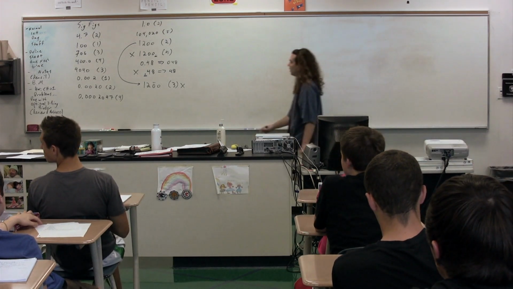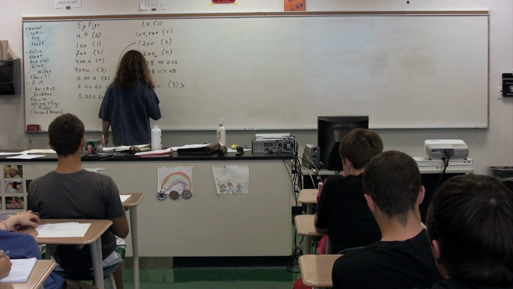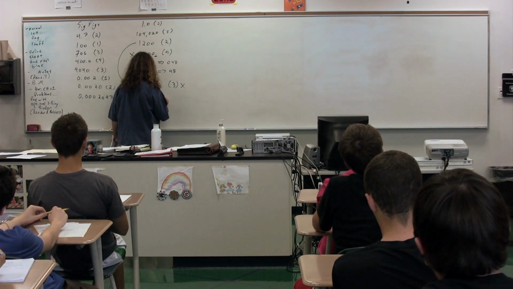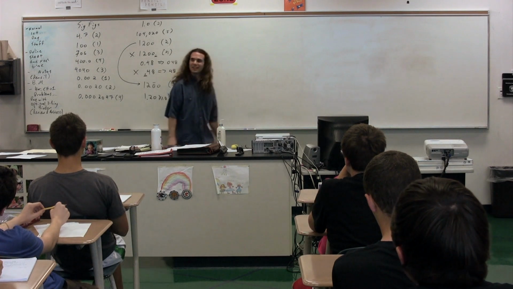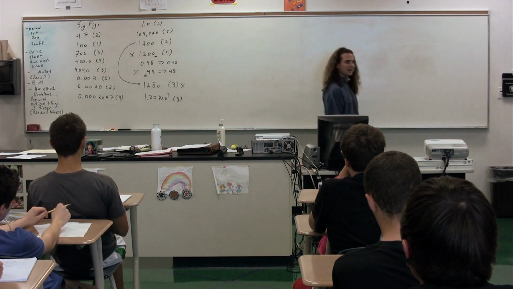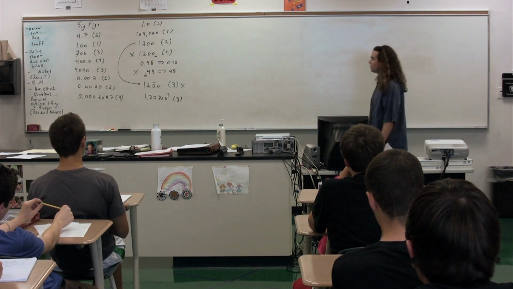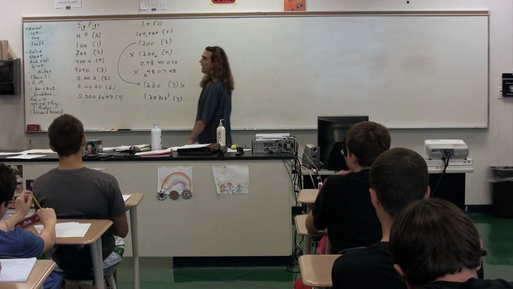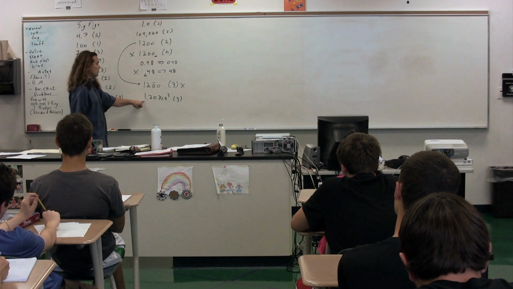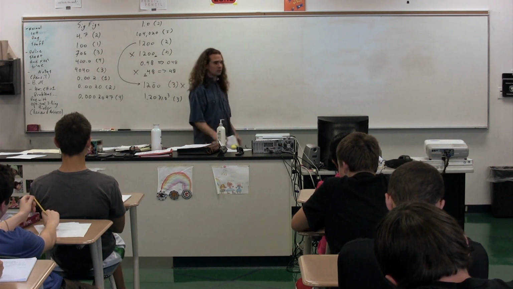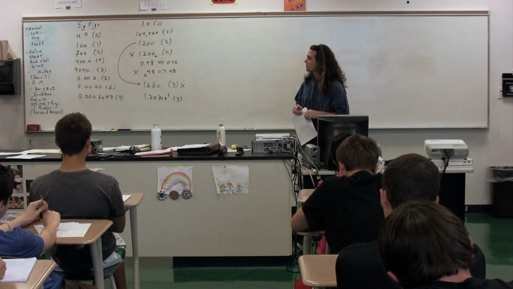1.20 times 10 to the third. Using the concept of scientific notation, 1.20 times 10 to the third is the same thing as 1200, only it has 3 sig figs. So that is the way that you should do 3 sig figs for 1200. And we're going to use scientific notation a lot in this class, so you should get used to using scientific notation.